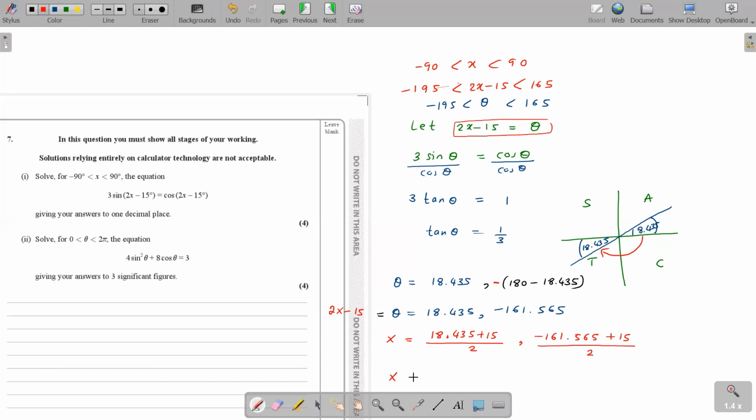Take this to 1 dp. The answer should be correct to 1 decimal place. Can I know the answer now? First, the positive answer: 18.435 plus 15 divided by 2 is 16.7. And the other one? Minus 73.3. Is this clear? Check on the answers. Check on the accuracy.